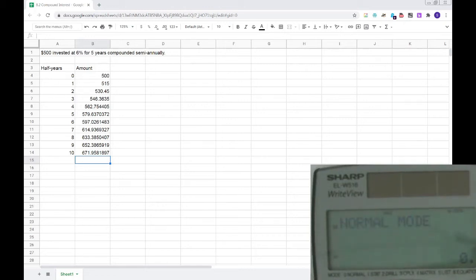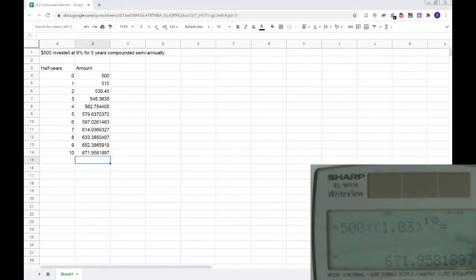We could do the same thing using our calculator in one step. Remember, it's exponent 10 because it's 10 half years. And we're getting the same result, $671.96.